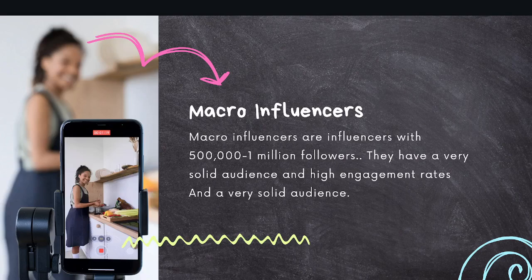Now, macro. These ones are the same too. They are used for brand ambassadors. So you don't want them to post once and just go away. You want them to post once, twice, three times, thereabouts, maybe three times a month, which is actually great.